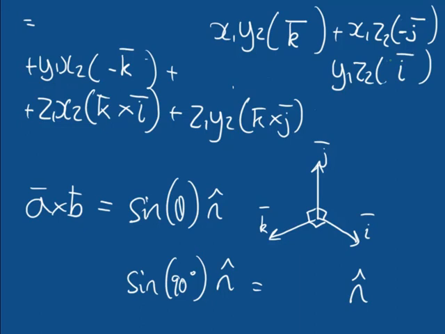Fantastic. k crossed with i here. So thumb assigned to k, first finger assigned to i. When I do that, I can see that indeed my middle finger is sticking in the direction of j. So k crossed with i becomes j. Fantastic. And k crossed with j, so thumb assigned to k, first finger assigned to j. When I do that, my middle finger is pointing in the opposite direction to i, so k crossed with j is equal to negative i.